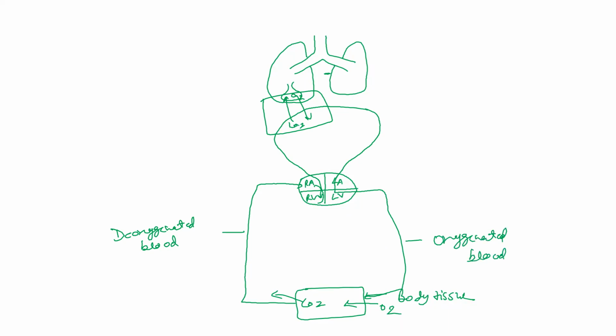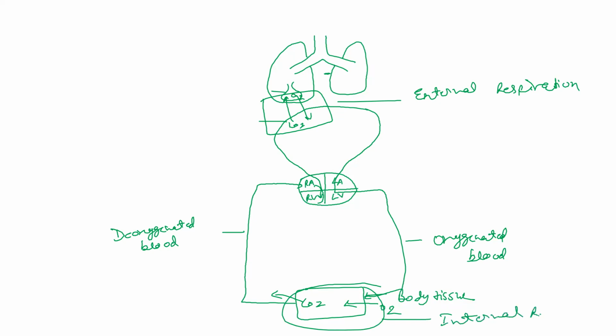Here, the exchange of gases takes place between alveoli and the blood vessel. This is called external respiration. And here, between blood vessel and body tissue, this is called internal respiration.